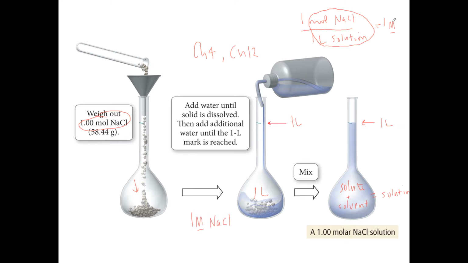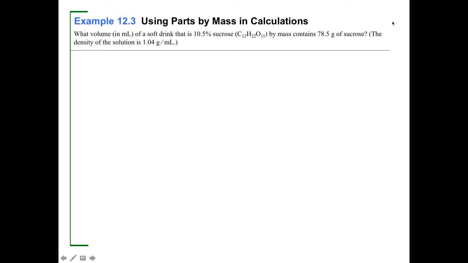Now let's look at the first sample problem. Using parts by mass. What volume in mLs of a soft drink that is 10.5% sucrose by mass contains this many grams of sucrose? Okay, so the concentration is equal to 10.5% sucrose. So I'm just going to call it S. Do you mind if I do that? S by mass.